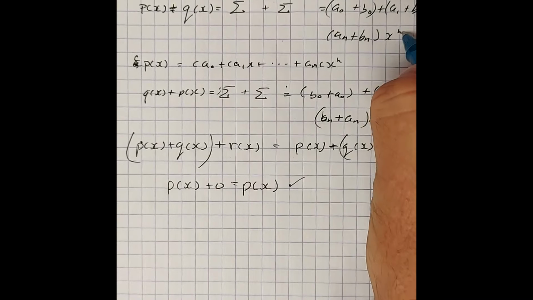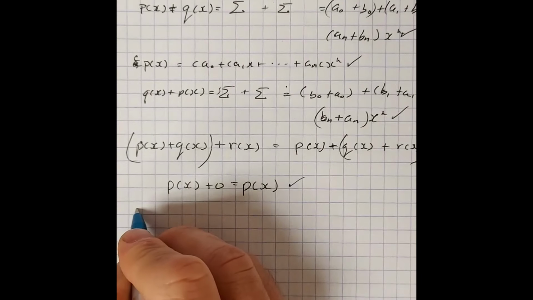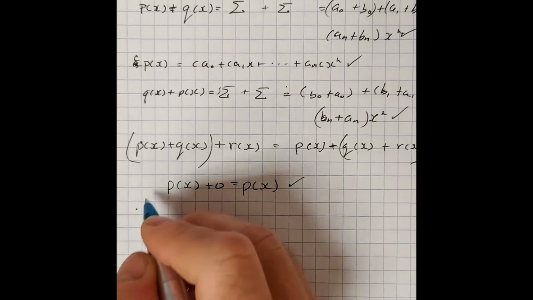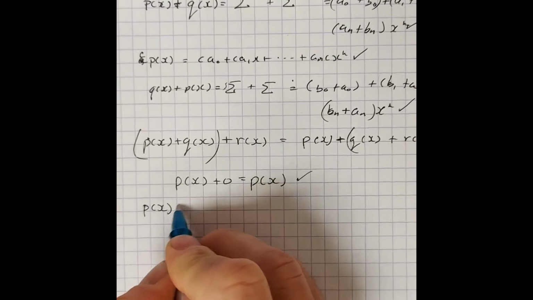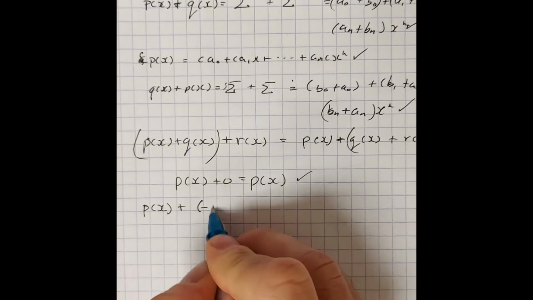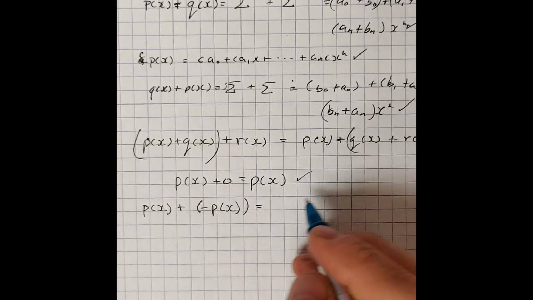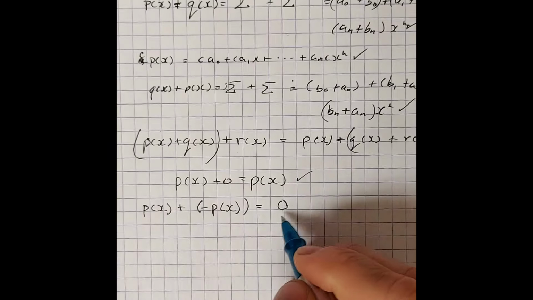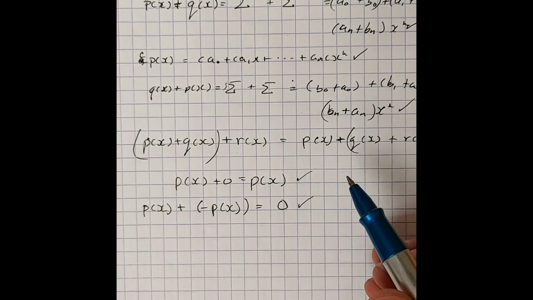I should put checks on all the others since we have that. And then the additive inverse definitely holds, since if we add p of x and negative p of x, the result is the identity 0. So the additive inverse of p of x is indeed negative p of x.